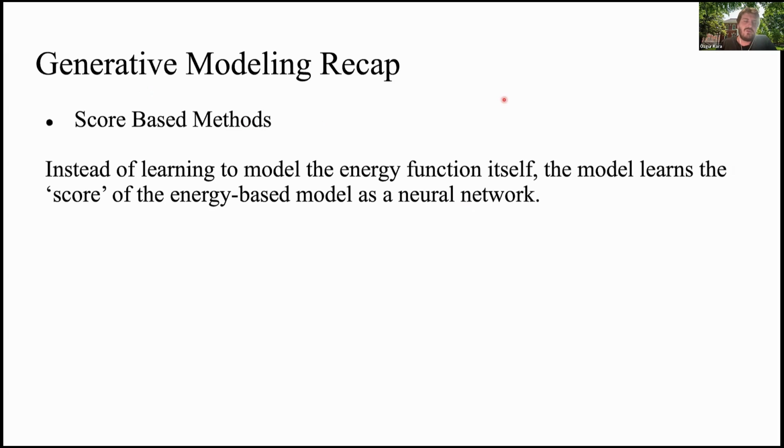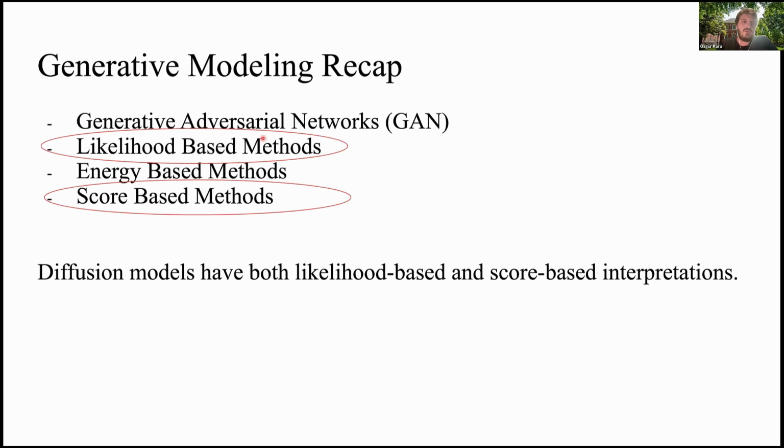And here, instead of learning the original probability distribution, as we did in the third method in energy functions, which is really hard to do, it learns the score of the energy, or the change of the likelihood given some direction, modeled by a neural network. So basically, we have those four categories, and diffusion models have interpretations in likelihood-based methods and score-based methods, but I'm going to give some details about its likelihood-based method interpretation.